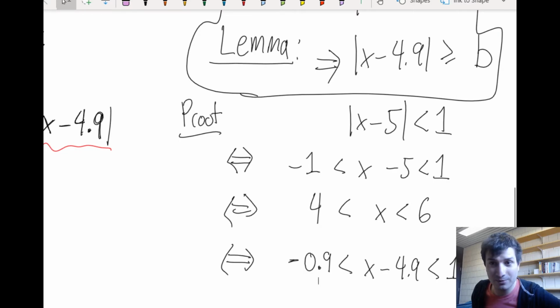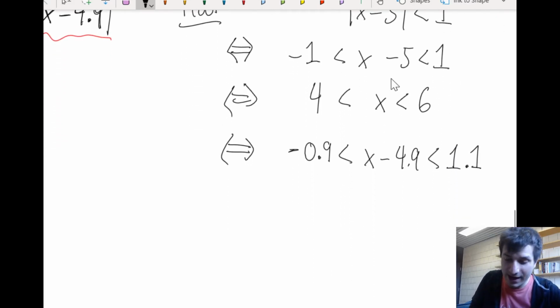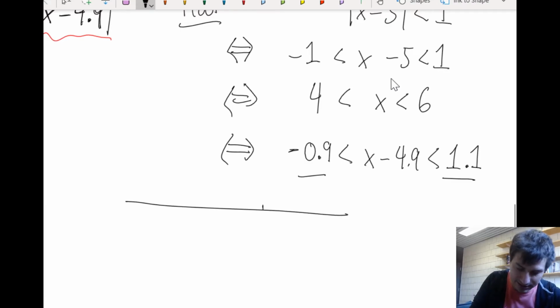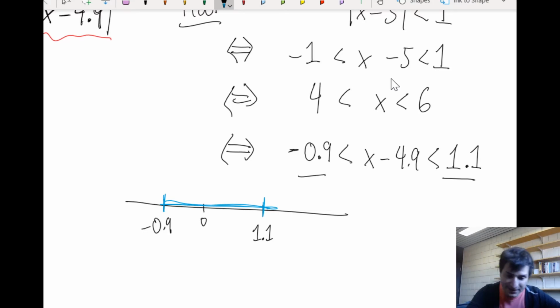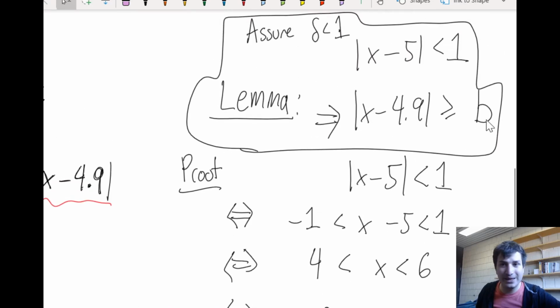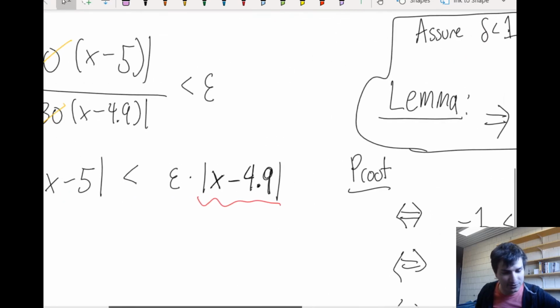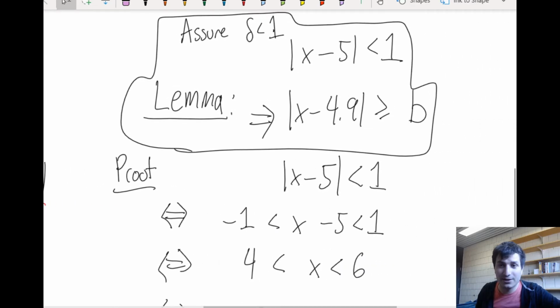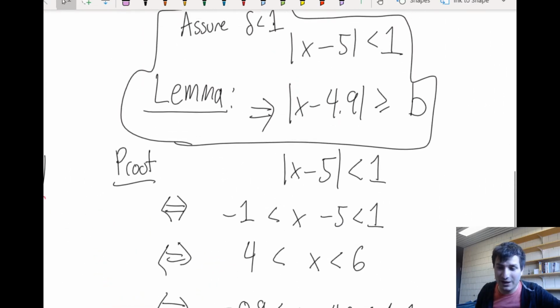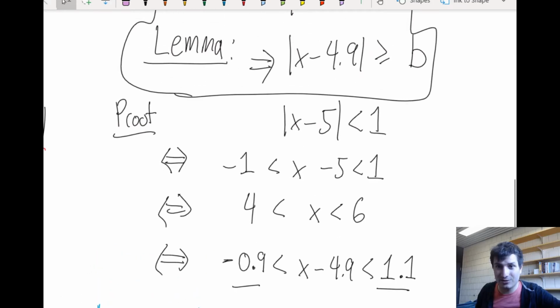I think this is a serious problem because negative 0.9 to 1.1 on the number line is like 1.1 is up here, 0 is over here, and negative 0.9 is this. So we're going from negative 0.9 to 1.1. This includes 0. If x minus 4.9 is 0, then the best thing we can do for b is 0. And 0 is no good. If we do a replacement with 0, then delta has to be 0. That's not good. That's bad. So b would have to be 0 for this to work out. And that's certainly not what we want.